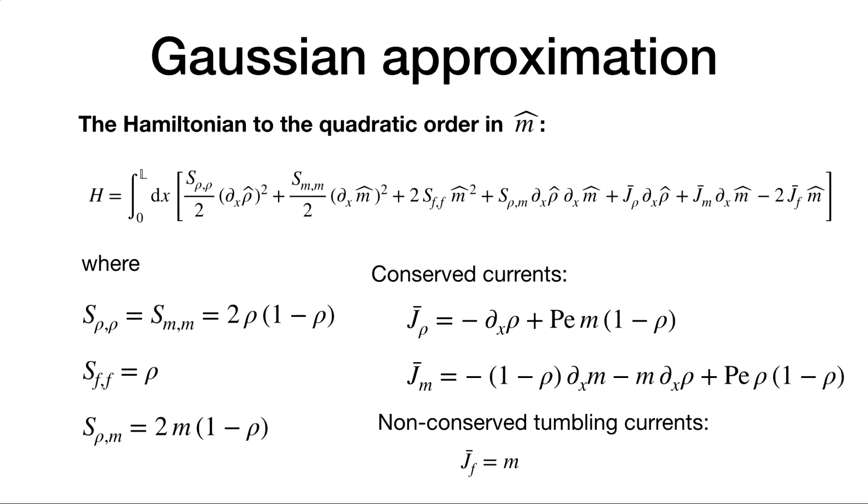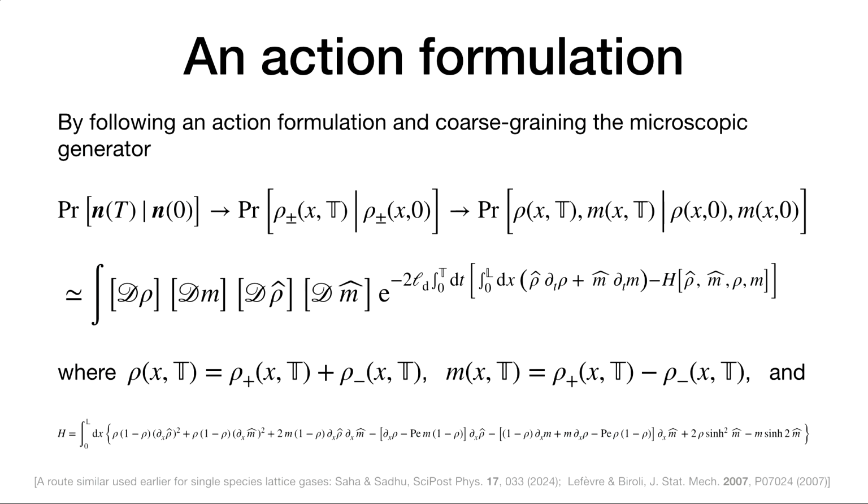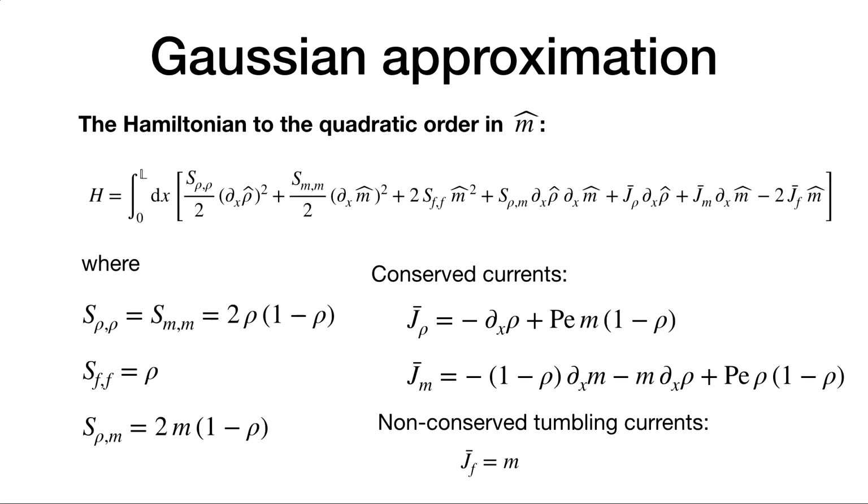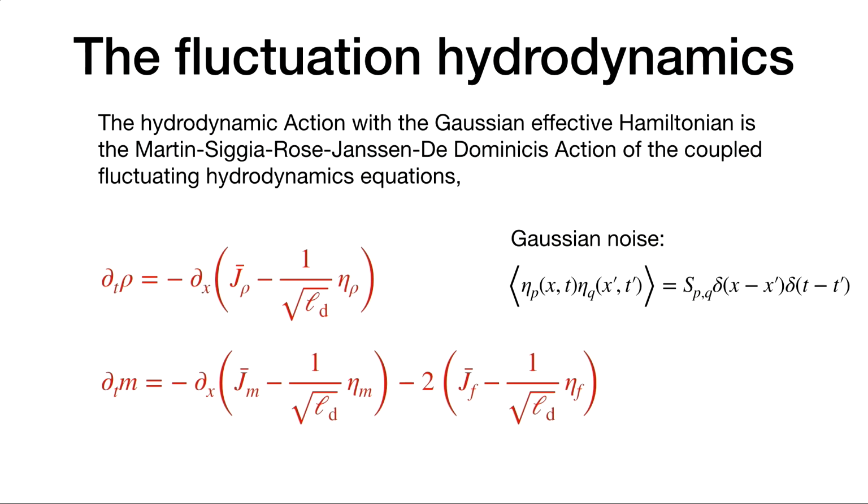Yes. So now, given this horrible Hamiltonian, if you look at a Gaussian approximation in M, you have a slightly nicer looking Hamiltonian. For this, these are the conserved current and this is the non-conserved current, so this expression becomes nicer. The corresponding hydrodynamic equations are given by this. So if you start with this hydrodynamic equation and go through the Martin-Siggia-Rose formalism, you end up with this action that I have just shown before.